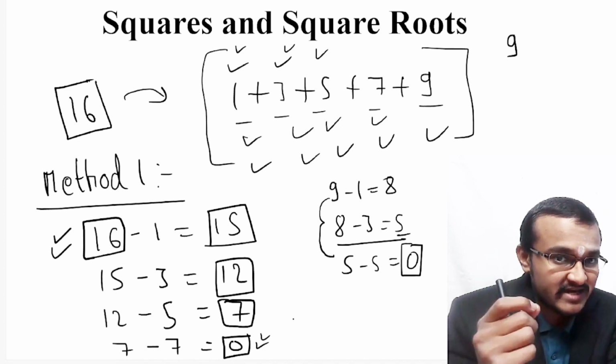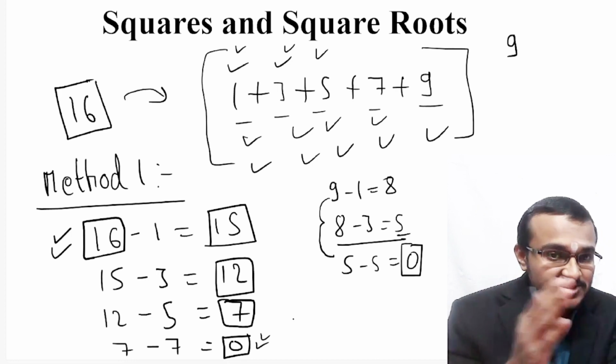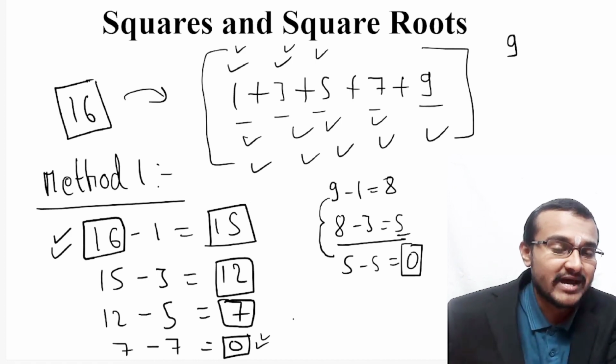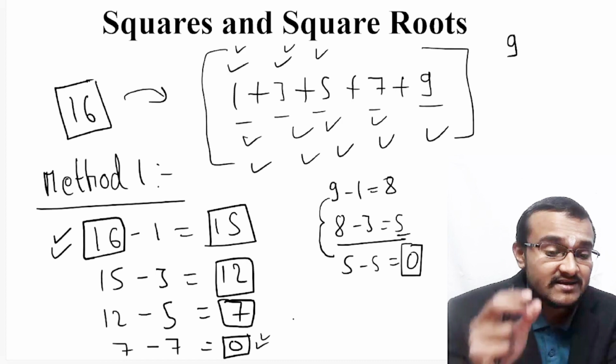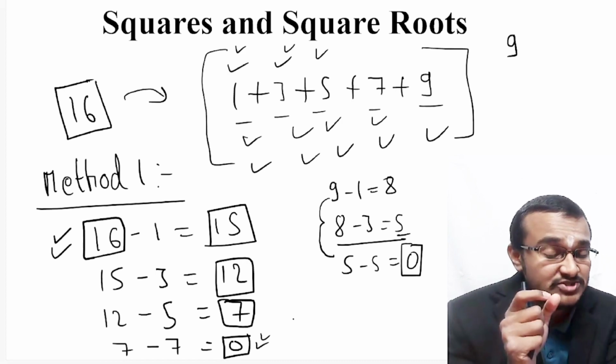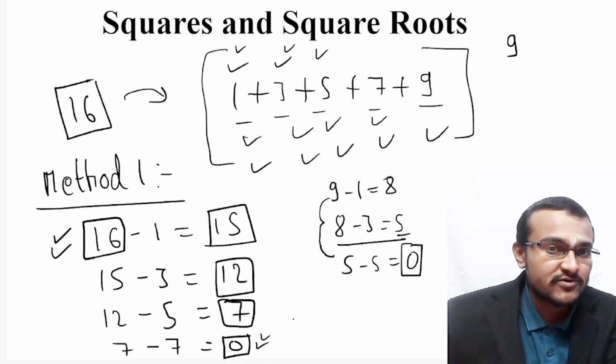So when you go on subtracting consecutive odd natural numbers starting from 1 from a perfect square, it will approach 0. That gives you a hint that the number you have taken is a perfect square. Now, how do we find the square root from this?